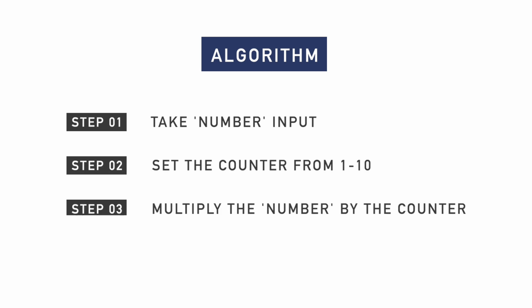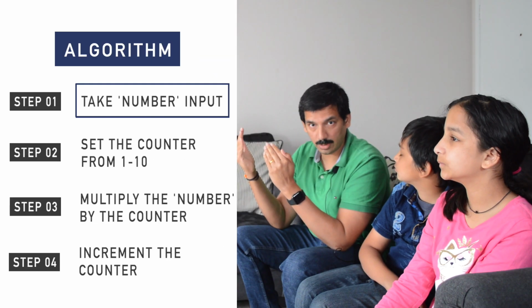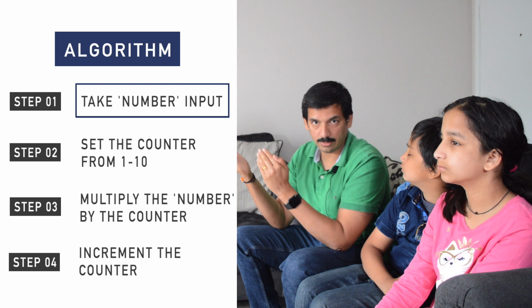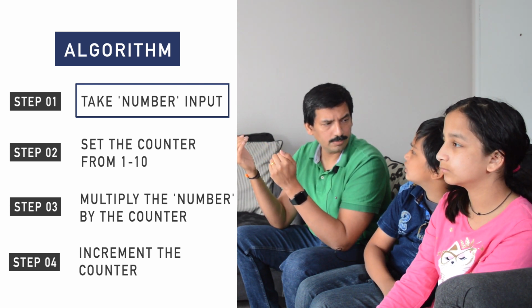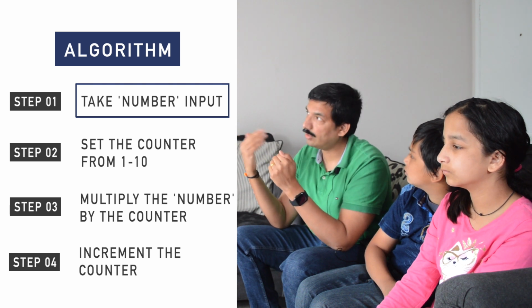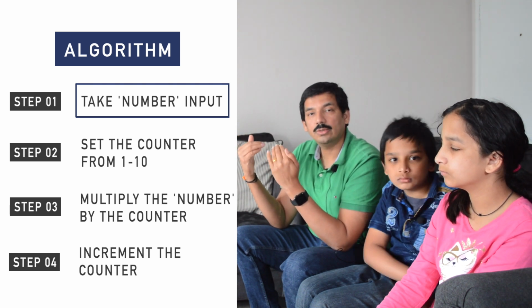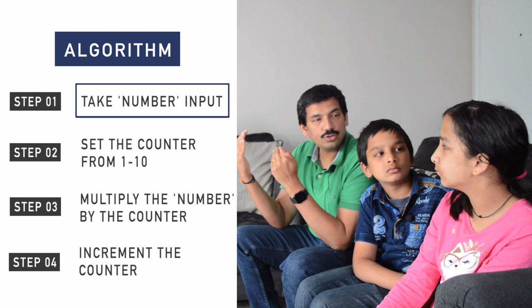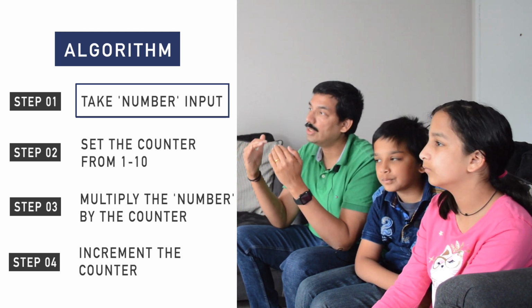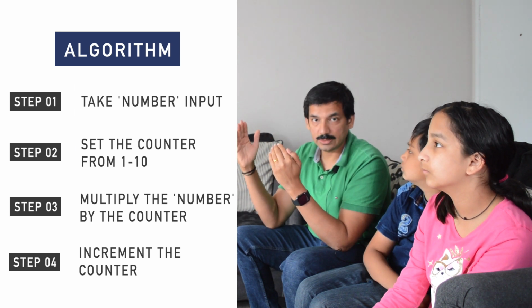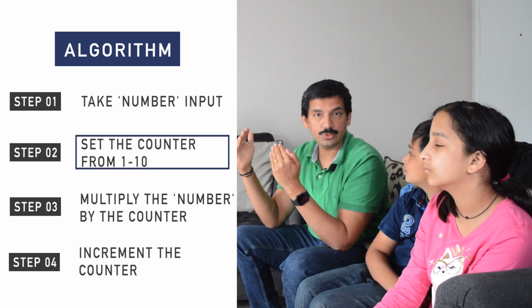Alright guys, let's take a look at an algorithm to develop a table. The way it starts is step 1, take a number input whose table is to be calculated. Any number you have in your mind? Maybe the 6 table? 6, perfect. So we'll calculate it for 6. The next thing is, Sanika, do we want to calculate the table from 1 to 10? Yeah. Perfect.